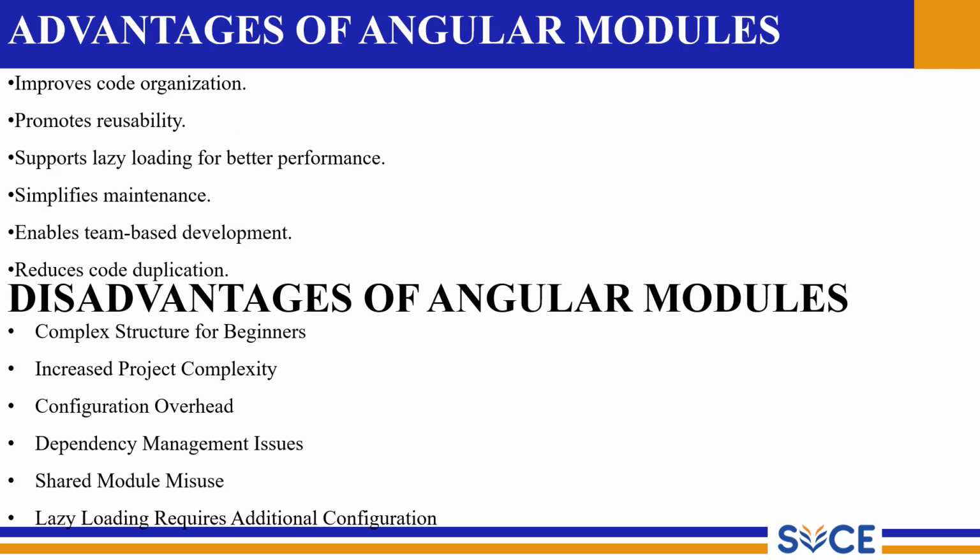Advantages of Angular modules. First one, it improves code organization. That is, modules divide a large application into smaller logical sections, making the code easy to understand and manage. Example, separate modules for login, product, cart and payment. The second one is it promotes reusability. Components, directives and pipes can be shared and reused across different parts of the application. Example, a navigation bar or footer component can be reused in multiple modules.